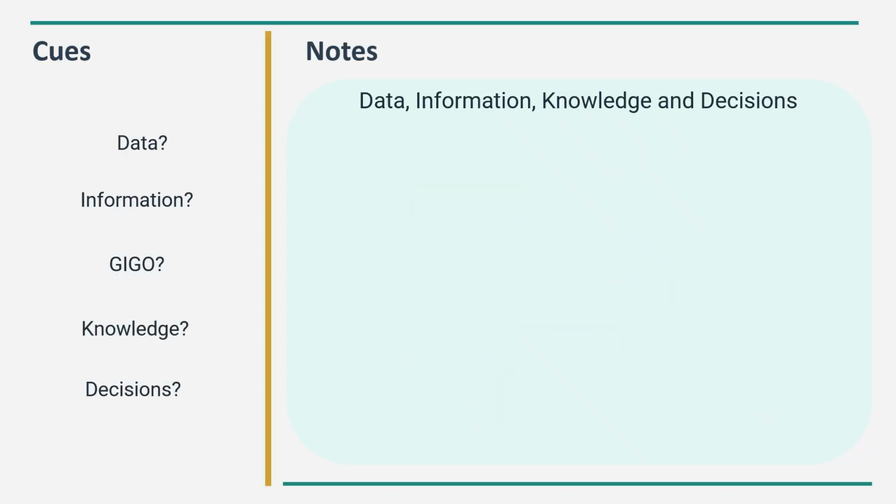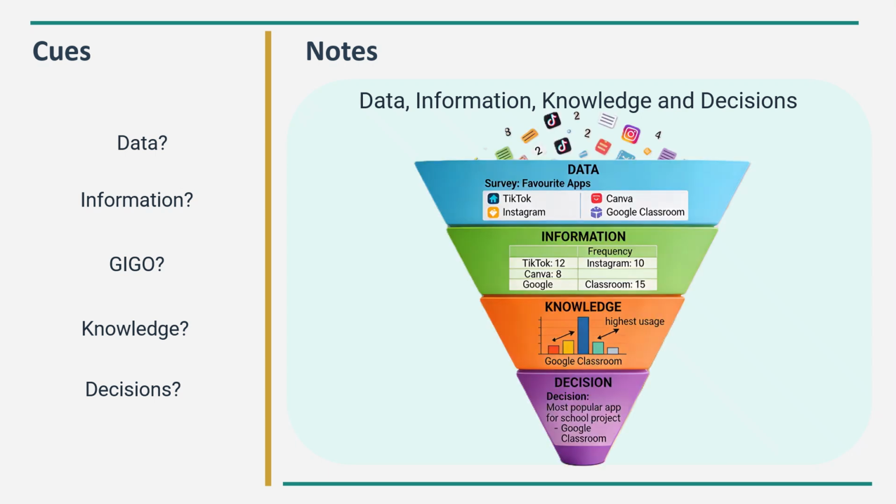Now let's quickly talk about data, information, knowledge, and decisions. It's also important to remember that data, which is raw, unprocessed information, is directly from the sources. This data needs to be good because if it's not, the information will not be accurate, and the GIGO principle applies here. From the information, knowledge can be gained, leading to decisions. This is not only an important skill for PAT to realize, but also for making decisions in all aspects of your life.